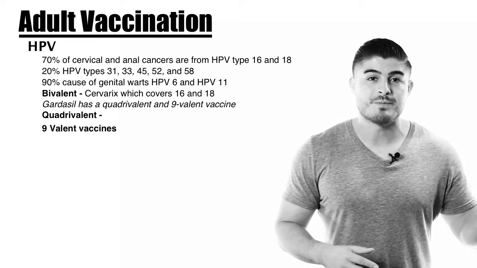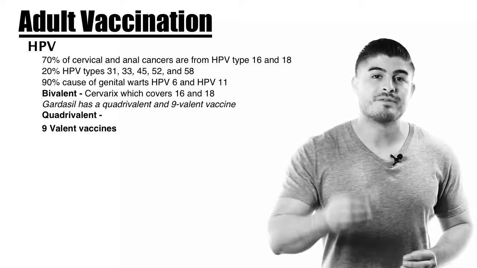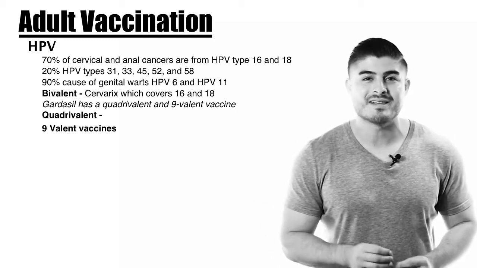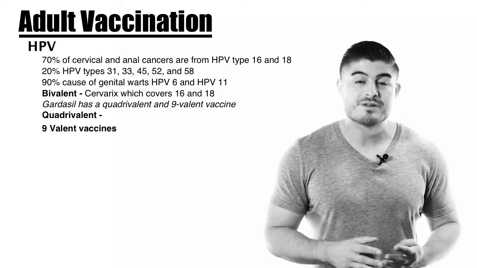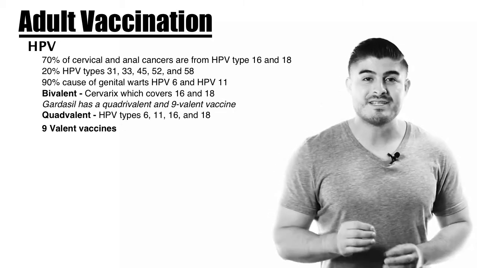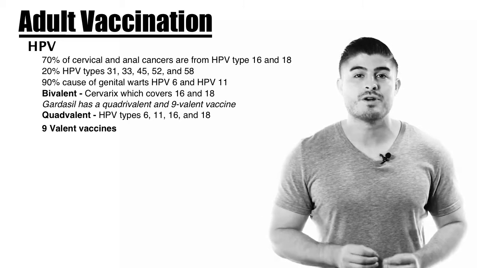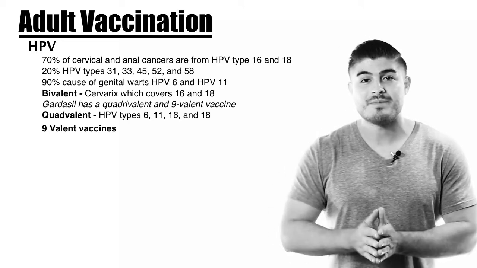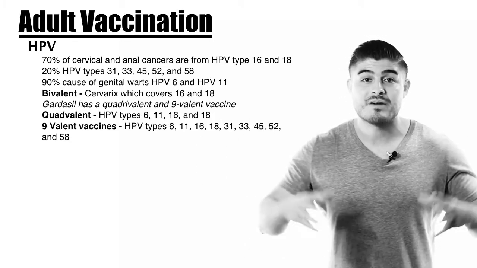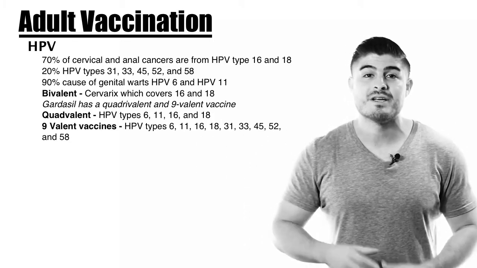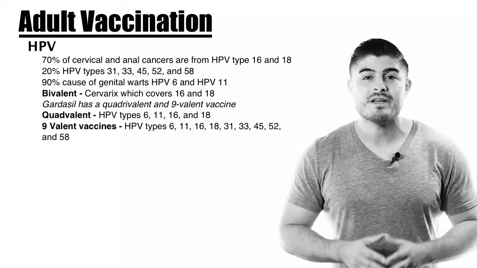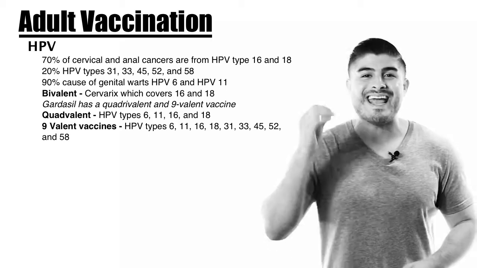So Cervarix, which is bivalent, is going to be focused on cervical cancer, meaning it's going to target these strains 16 and 18. Gardasil, which is the quadrivalent, is going to target the cervical cancer strains 16 and 18 and strains 6 and 11 for genital warts. The Gardasil 9 is going to be the 9-valent. It's going to target all of these strains that we just previously talked about. So it's going to give the most protection against cervical cancer and genital warts.